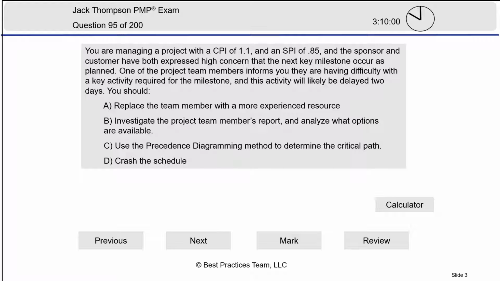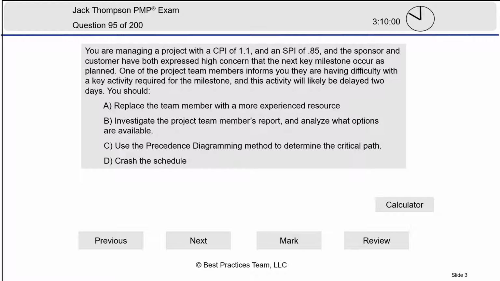For both of these, if the index is a number greater than 1, then that's good news. That means we're doing well. And if the number, on the other hand, is a decimal below 1, that means we're doing poorly. So the CPI, this Cost Performance Index of 1.1, is actually good news. It means that we're under budget at this time, actually 10% under budget. But the SPI, the Schedule Performance Index of 0.85, means we're not doing very well regarding our performance against the schedule. We're behind schedule. We're 15% behind schedule, so that's not good news.